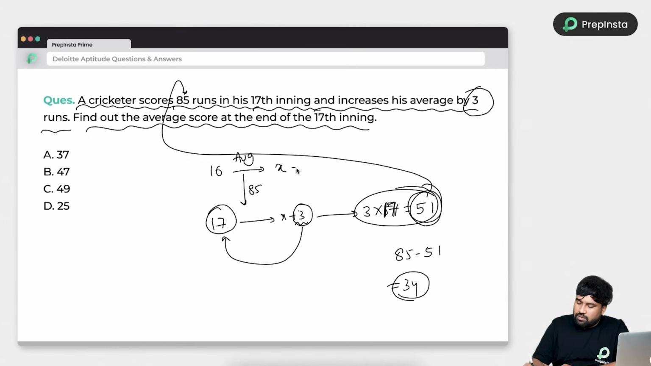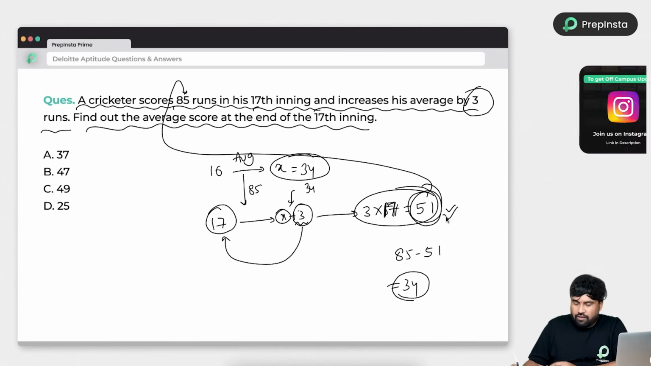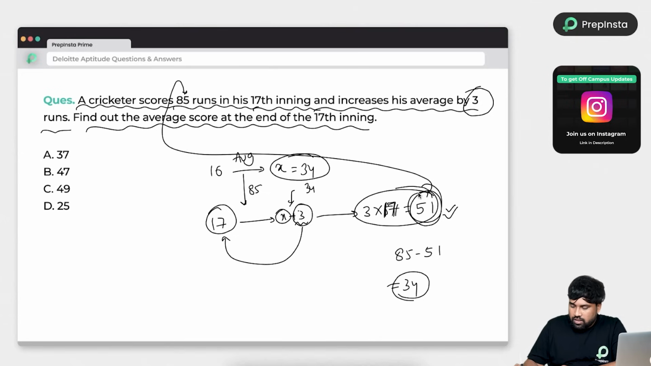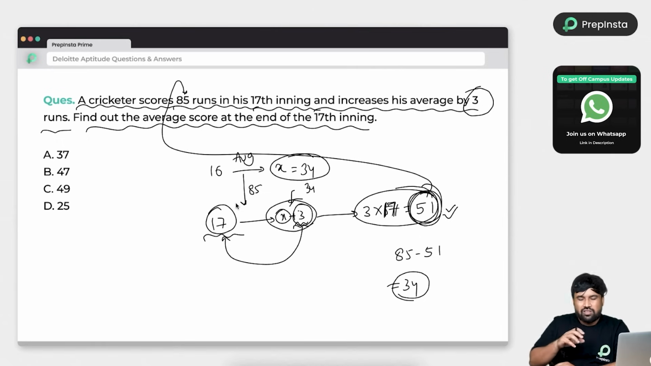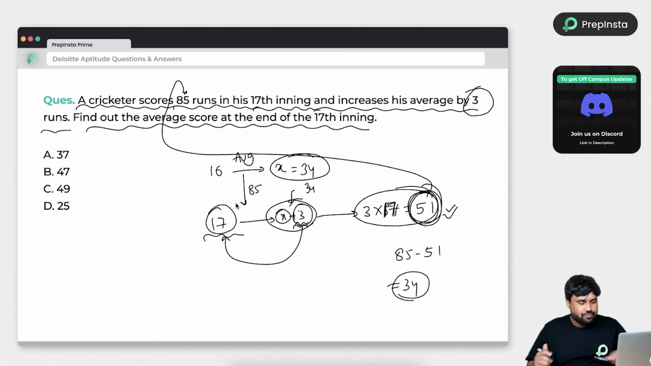This 34 is nothing but the average. So if in the 17th innings also he scored 34, the average remains 34 only. But additionally he scored 51 runs. So this 51 runs is distributed to all 17 matches equally by 3. That's why the average increases by 3. So these are all background theoretical concepts. I can't explain in a single simple video.